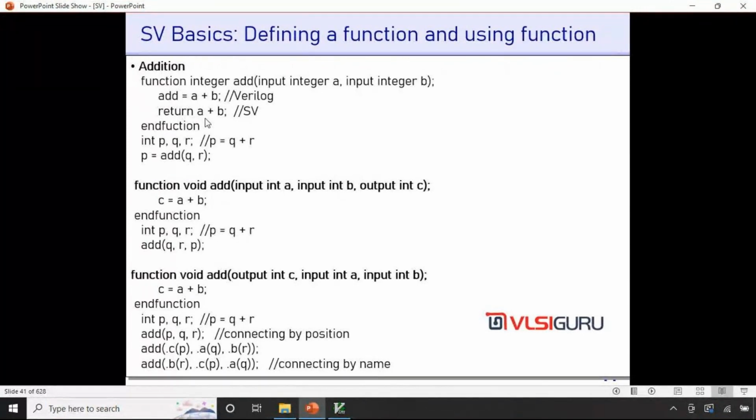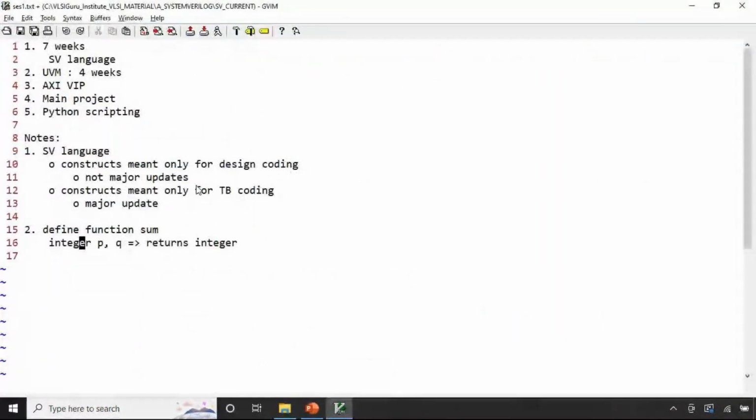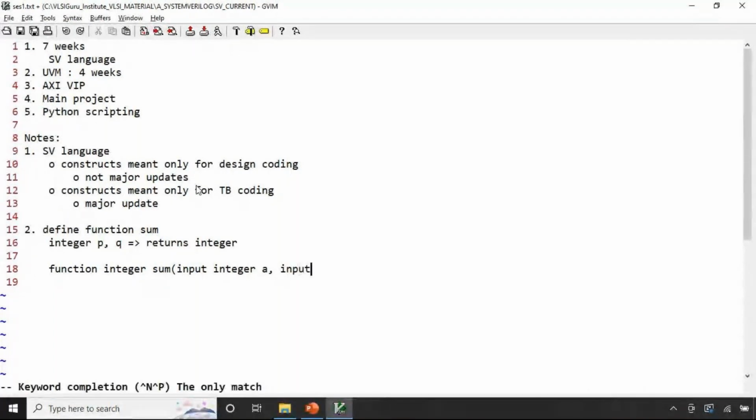Then how to use this function? If I have P, Q, or anything, A, B, C, D, you write P equal to add Q comma R. This is the basic expectation. Let us say I have this function. Okay, I'm going to ask you one more thing. Function integer sum, input integer A, comma, input integer B. So this is the function. Now I won't show the code because you know how the code goes.